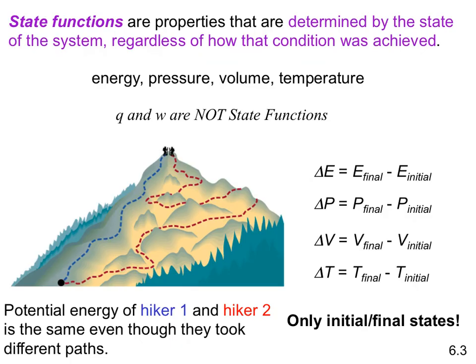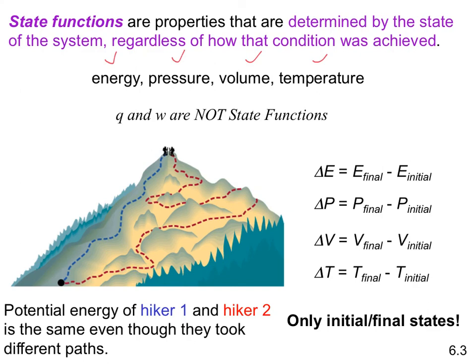So let's go ahead and look at the concept of a state function. State functions are basically properties that are established by the state of the system, regardless of how that current condition was achieved. Some examples of state functions are energy, pressure, volume, and temperature. It doesn't matter the route that you take to get to your final values. All that matters is that you got there.